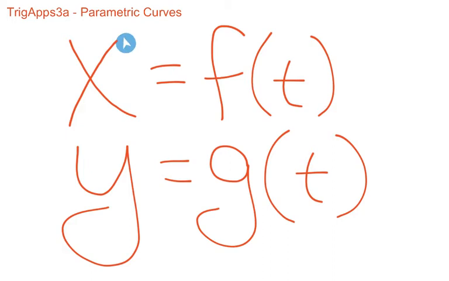Now don't be confused by this notation. F of t simply means it's a function based on t. So x, the value for x, is based on some function f based on time. And the value for y is based on some function g based on time as well. So time is the parameter that we're focusing on.